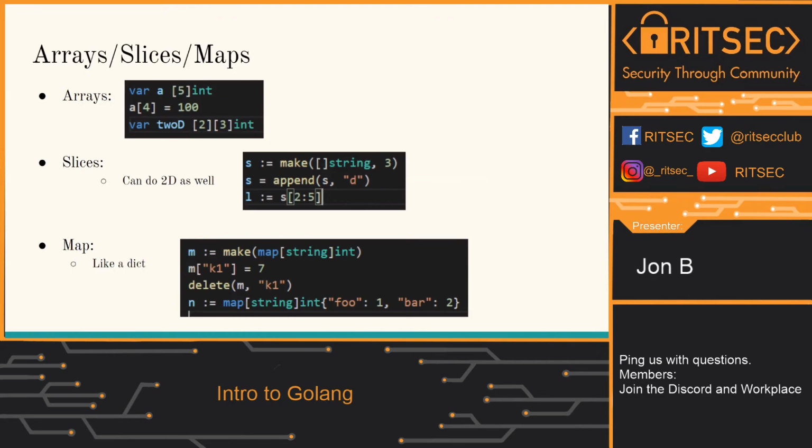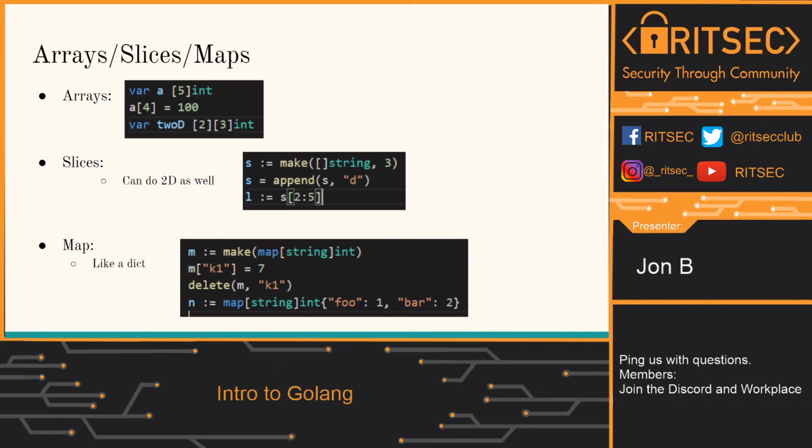And then a map is just like a dictionary in Python. It's formatted almost the same way as you would a slice. You can declare, using the make function, a variable saying it's a map with a string key, and the value is going to be an integer. Right below that, I set K1 equal to 7. So now M with the key of K1 will be 7.